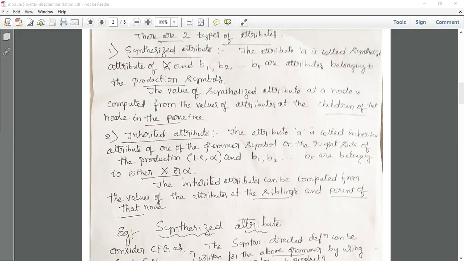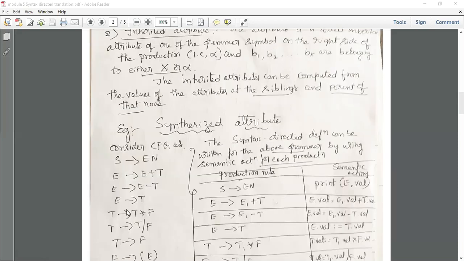Here the synthesized attributes are about the capital letter X, a single non-terminal symbol, and according to that we follow the rule. Here we have alpha on the right-hand side of the production, and B1, B2 belonging to either X or alpha, that we need to discuss for the inherited attributes. Come to the next, synthesized attribute.